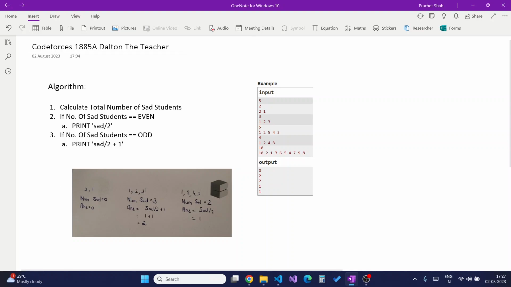For the second case, 1, 2, 3, we can see that 1 is at the first position, 2 is at the second position, and 3 is at the third position. It means that all of these three students are sad. Looking at our algorithm, as the number of sad students is odd, the answer would be sad divided by 2 plus 1. And for this case, 1, 2, 4, 3, 2 students are sad. So the answer would be simply the number of sad students divided by 2.